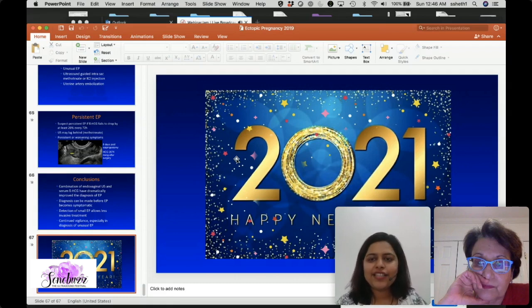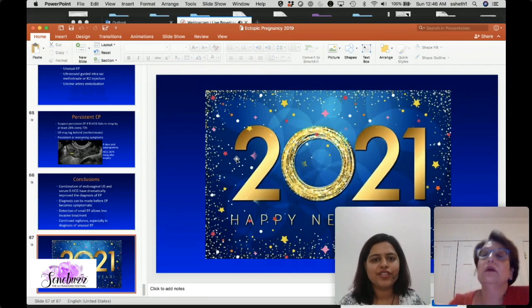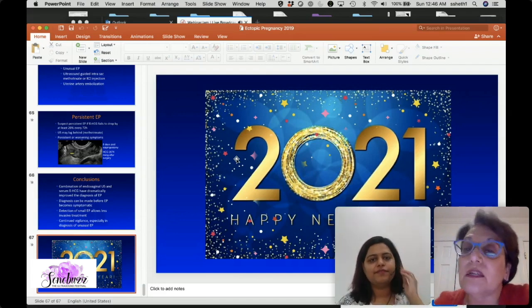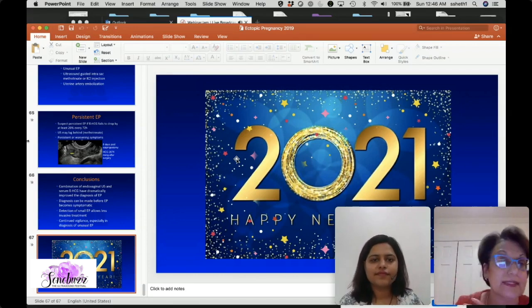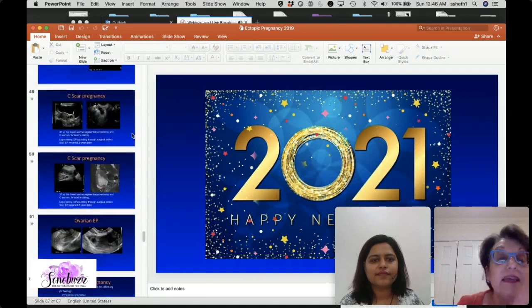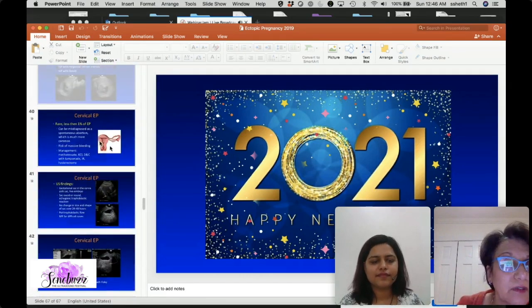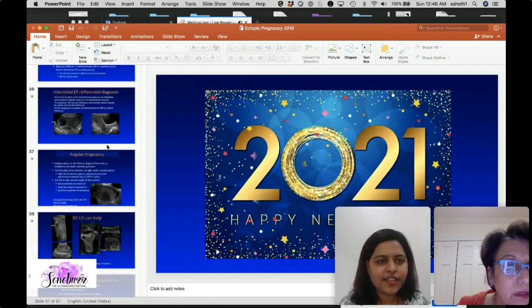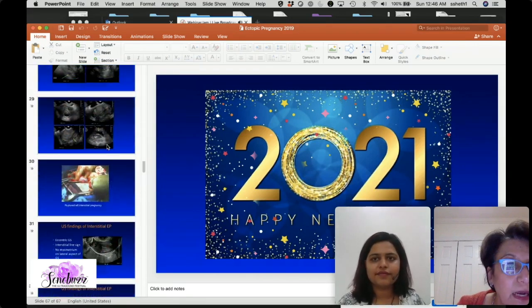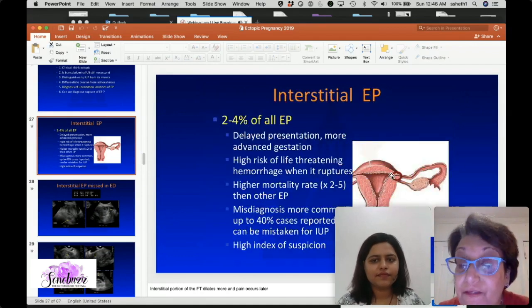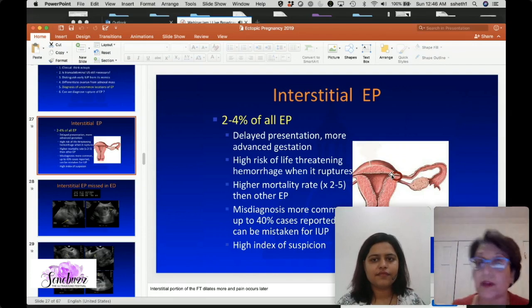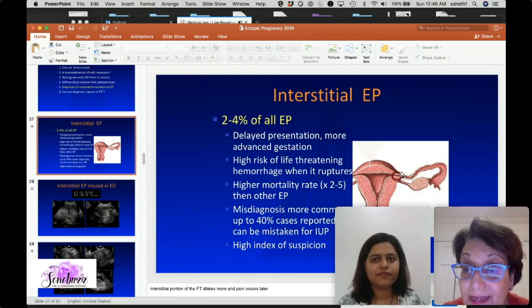So the next question, ma'am, is how to differentiate between interstitial versus cornual pregnancy. So what is the difference and how to differentiate? Okay, so there is a lot of confusion in terminology. Interstitial ectopic pregnancies are in the fallopian tube, but in the portion of the fallopian tube that enters the uterus.